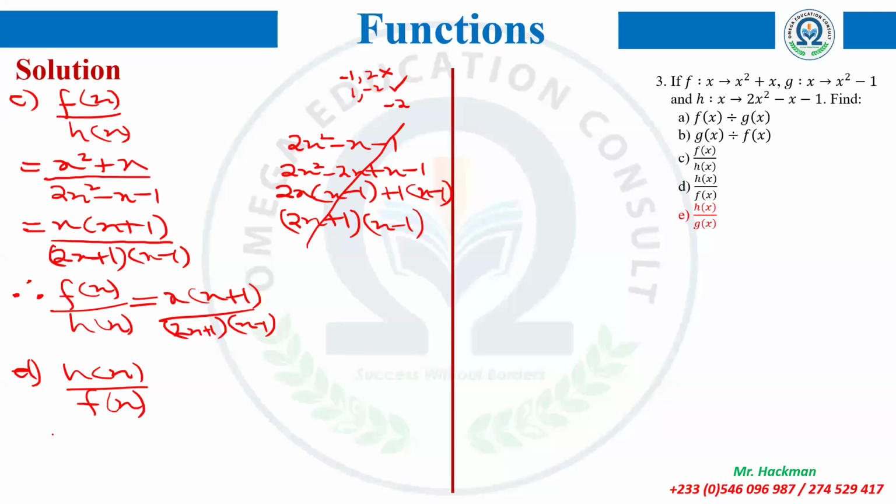Okay, so we know that this will be equal to, what is our h of x? H of x we know is 2s squared minus x minus 1, all over our f of x. And what is f of x? F of x is s squared plus x. Okay, so at this point, we are more than good to go.